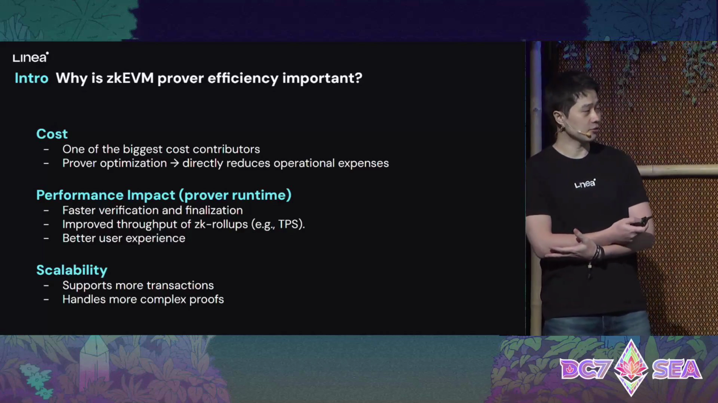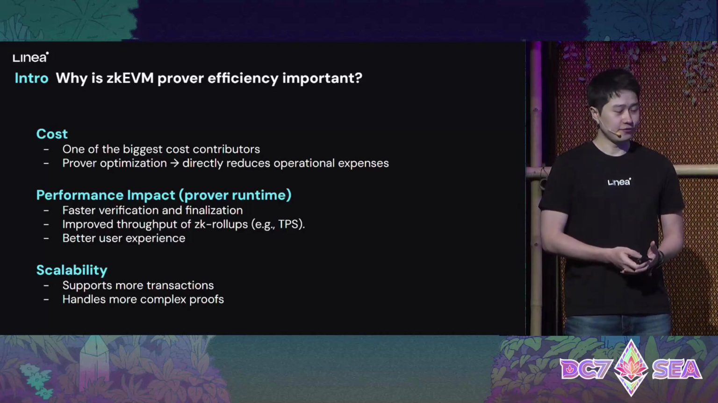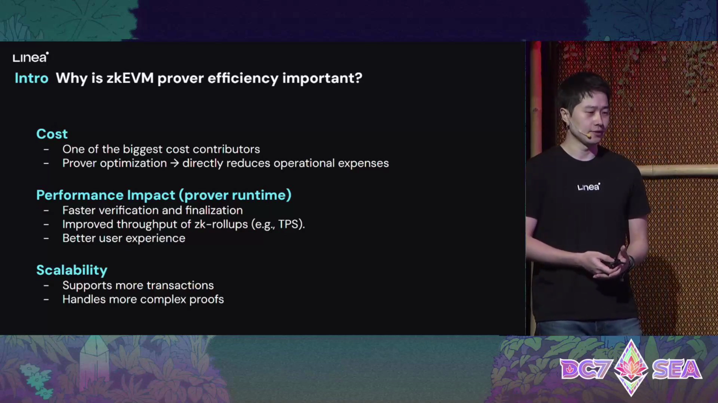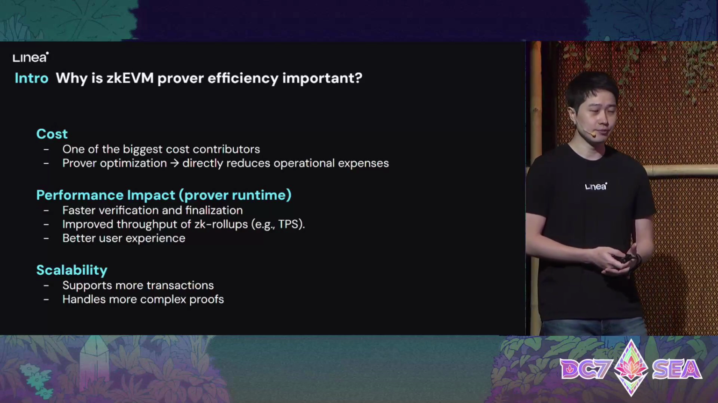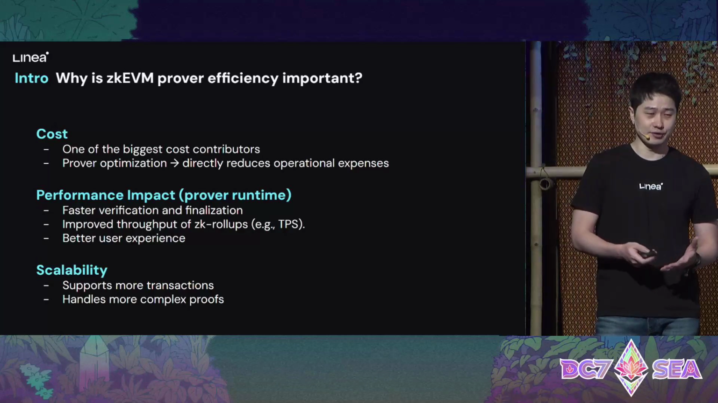First of all, let's talk about why it's important to optimize a ZK-EVM prover. The first thing is, of course, money. This is one of the biggest cost contributors in ZK rollups. And prover optimization directly means you can reduce the operating cost of your ZK project, which is very important.